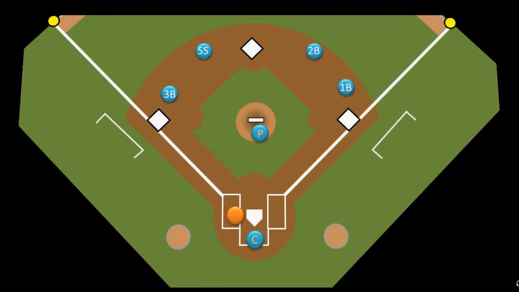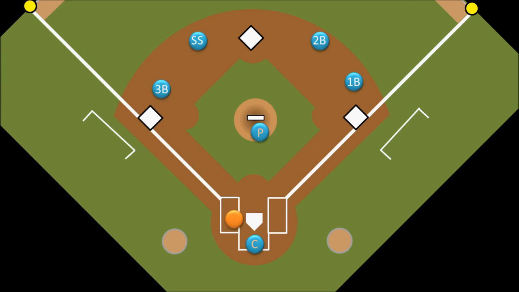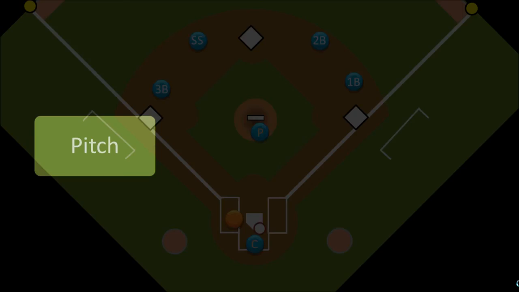Let's take a look at how a baseball game is actually played. You'll recall that the player who stands in the middle of the infield is the pitcher. And at the start of every baseball game, the pitcher will stand on the mound with the ball. He will push off the rubber and he will throw the ball home towards home plate. When the pitcher throws the ball, this is called a pitch. And this is where everything in baseball starts.